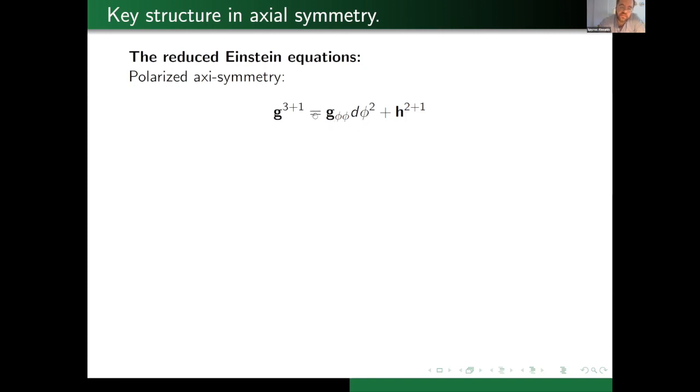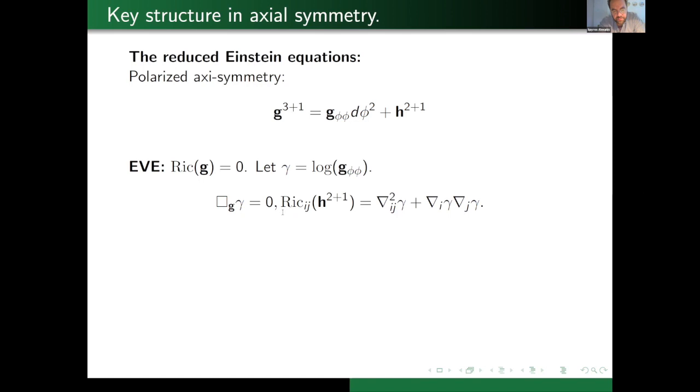Okay, so polarized axial symmetry means this. The metric splits into the d phi part and the remaining part, and there are no cross terms. That's what polarized symmetry means. So the 3+1 metric has a 2+1 bit, and then the remaining rotation. The vacuum Einstein equations on G are these, and they become equivalent to this system. The log of G phi phi satisfies a free wave equation. And the Ricci curvature of the remaining part of the metric is given by the Hessian plus this term of that wave.